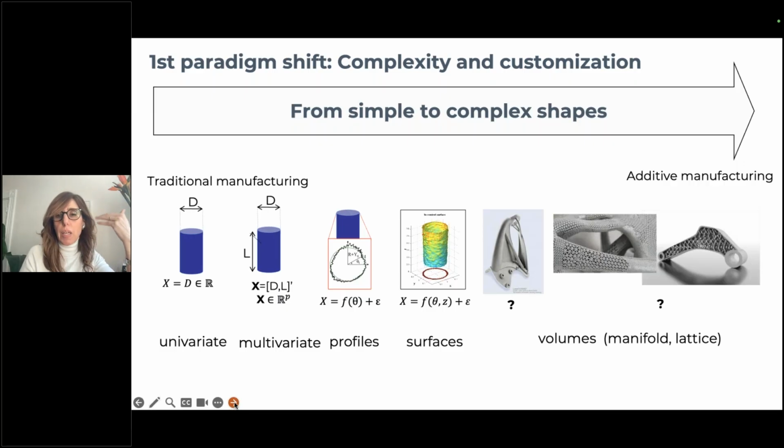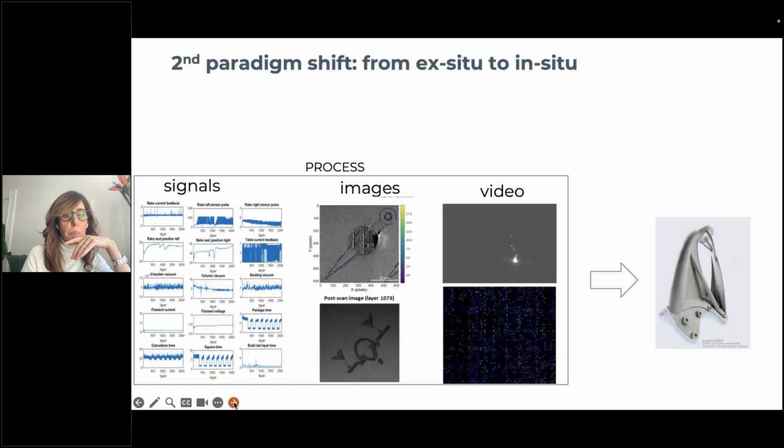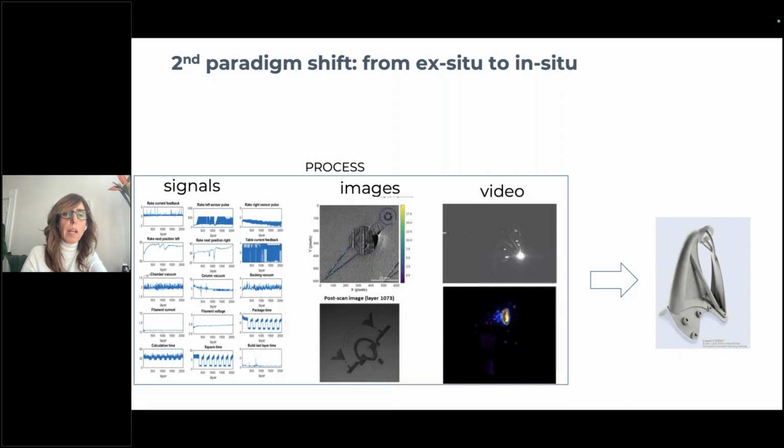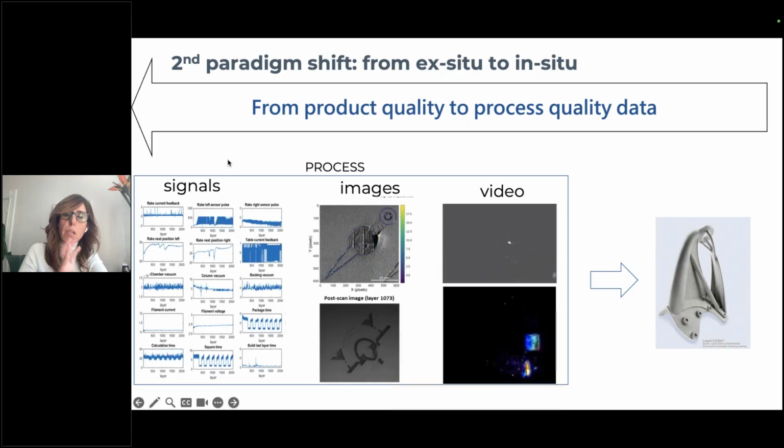So first of all, complexity is nice, but it requires a totally new set of tools for dealing with quality for complex shapes. The second paradigm shift is that you can really enjoy a lot of information that is in the process while the process is running. I'm talking about multiple signals, images or video images in the visible or thermal range. This is the other big challenge. Instead of just waiting days or even weeks sometimes to arrive at the final part, why don't we take into account all the data that we can gain in basically real time to detect defects that are going to produce a problem at the end?